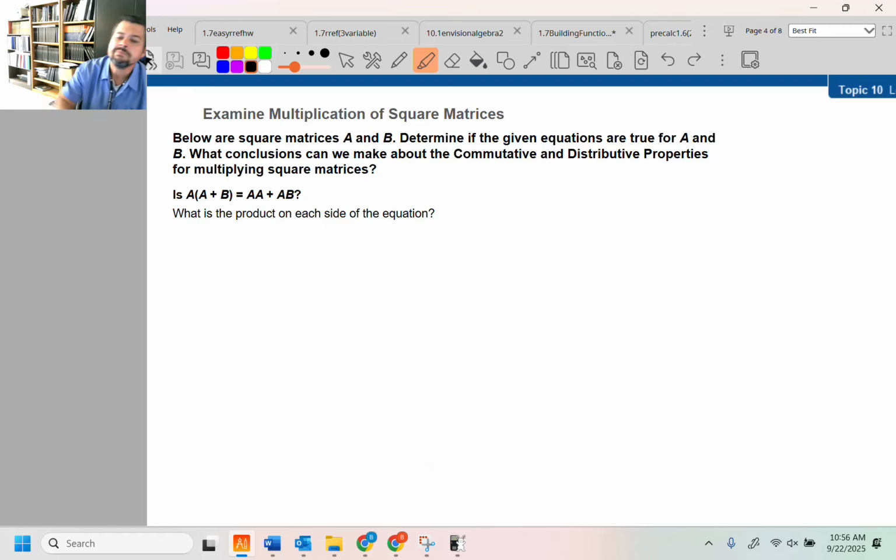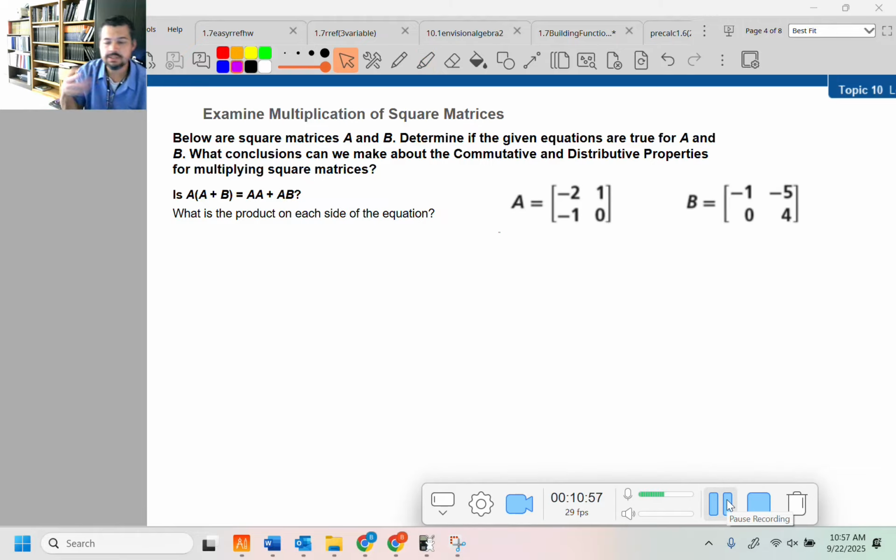Very important. All right. Below are square matrices A and B. Determine if the given equations are true for A and B. What conclusions can we make about the commutative and distributive properties? So this is going to be the distributive property. We're supposed to find A times (A plus B) and see if it equals AA plus AB. So I'm going to pause real quick and I'm going to work on this stuff. Well, you know what? I need to just go ahead and do it. Give me a second. Let me get ready.